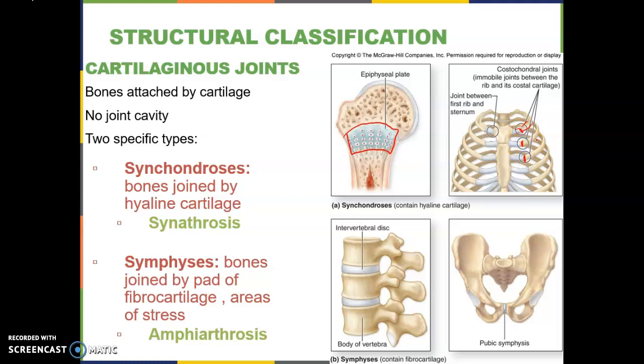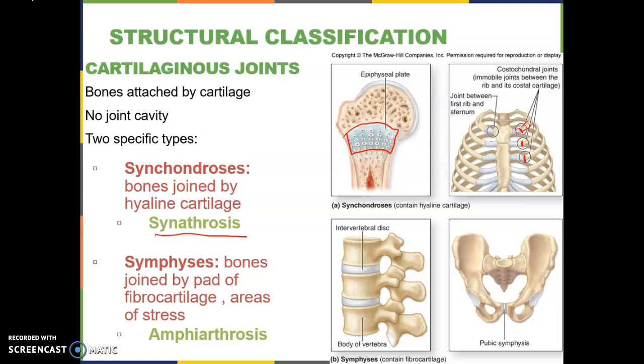these are synchondrosis. So the take-home message here, in case of synchondrosis, there is a piece of hyaline cartilage between articulating bones. And functionally, there is no movement in these joints, and therefore these are synarthrosis functionally.